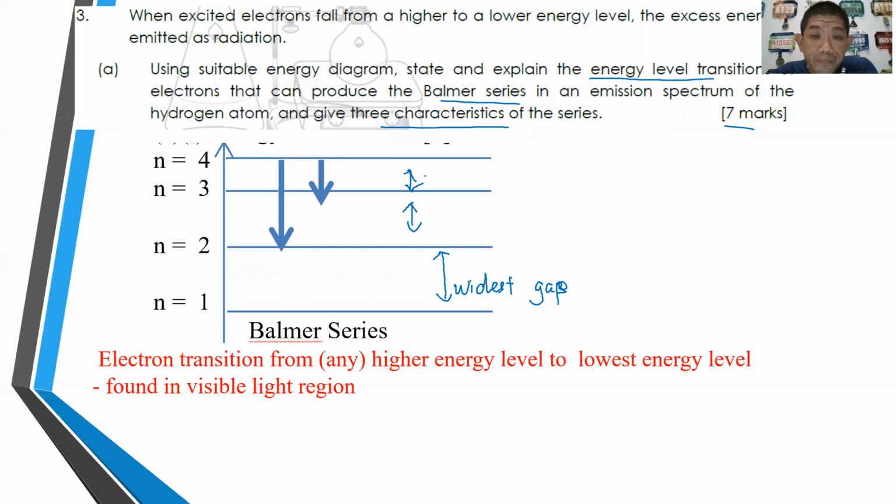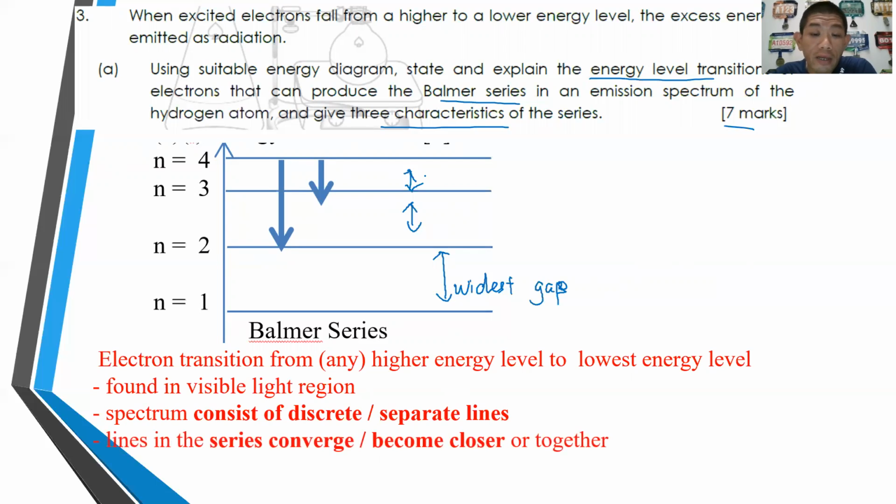And then the spectrum consists of discrete lines or separate lines, and as the frequency increases, the lines converge. Okay, so obviously they become closer together. So all these are characteristics of this one. So the graph itself is 3 marks. Each of the statements in here is 1 mark. So altogether 7 marks in here.